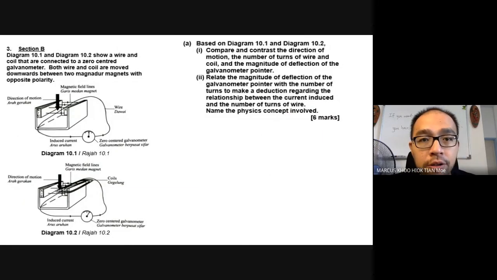Another compare and contrast question. Can we have Valerisa for this? After so long, Valerisa has been waiting. Okay, compare. Valerisa, you answer the compare part.